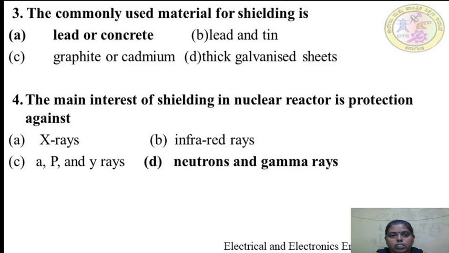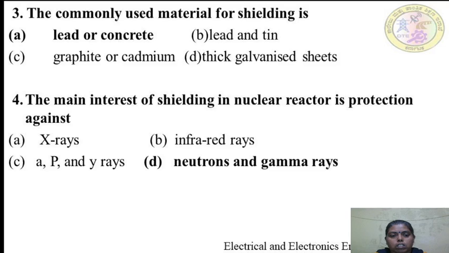Third, the commonly used material of shielding is: A. Lead or concrete, B. Lead and tin, C. Graphite or cadmium, D. Thick galvanized sheets. The answer is A. Lead or concrete is commonly used as a material for shielding.